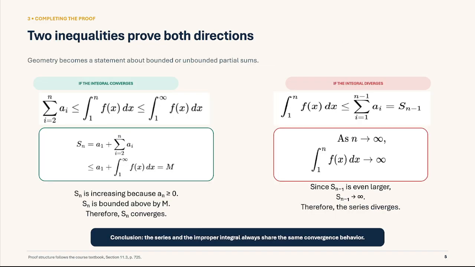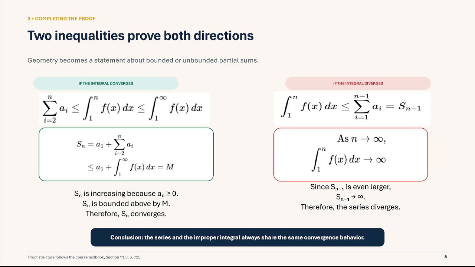We can now use these inequalities to prove both directions of the integral test. First, suppose that the improper integral converges. The sum from i equals 2 to n of a sub i is less than or equal to the improper integral. Therefore, the partial sum s sub n is bounded above by the first term plus the value of the integral. We call this upper bound capital L. The partial sums are also increasing because every term a sub n is positive. An increasing sequence that is bounded above must converge, therefore the series converges.